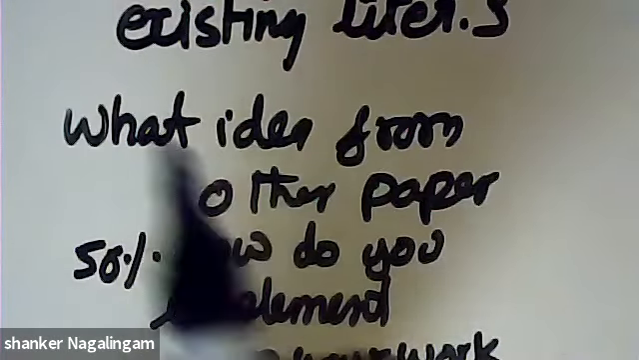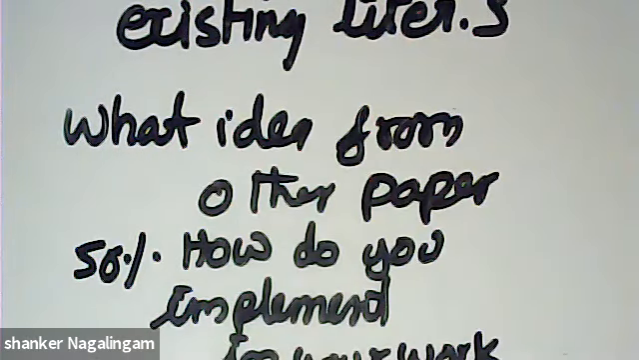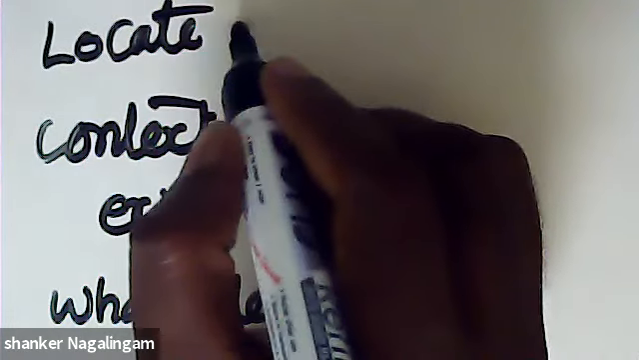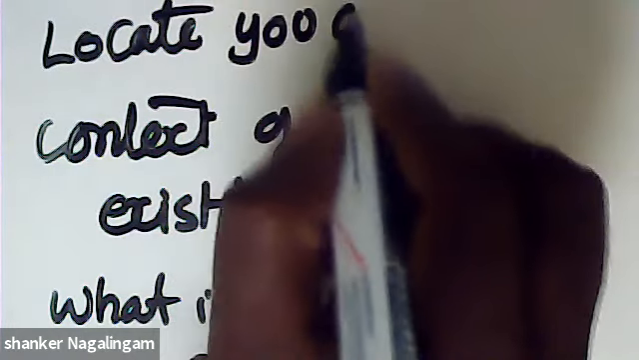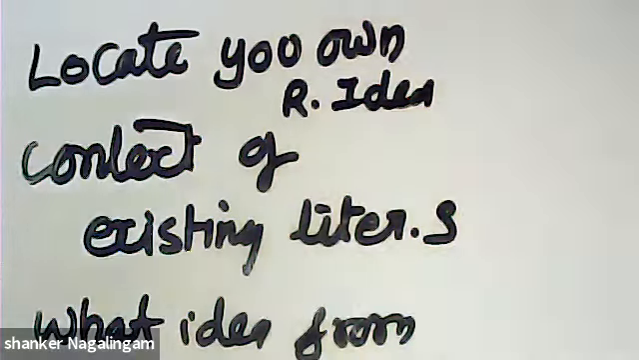You have to give your own context within your existing literature. It means you should locate your own research. If you want to say it in your wording, locate your own research idea in the context of the existing literature survey. That should be the first part.